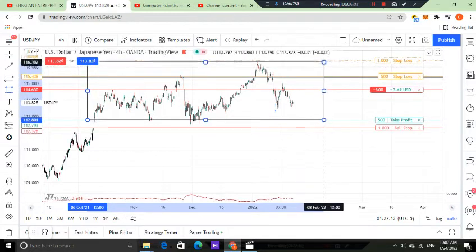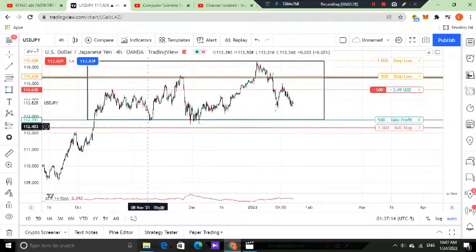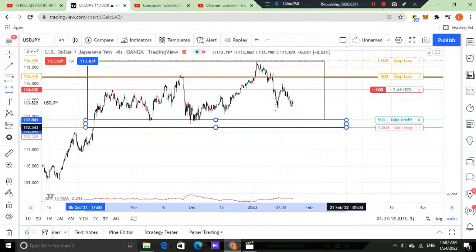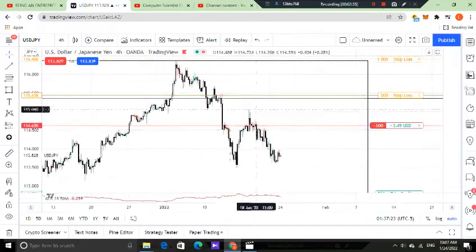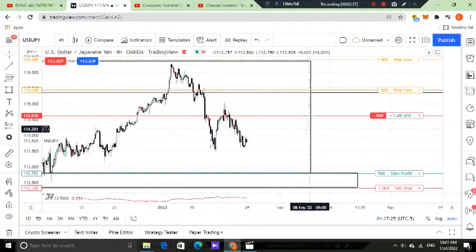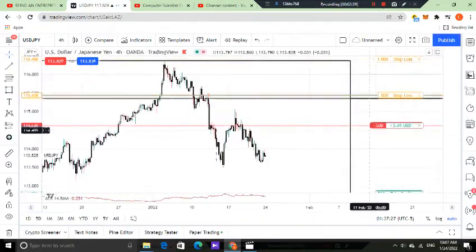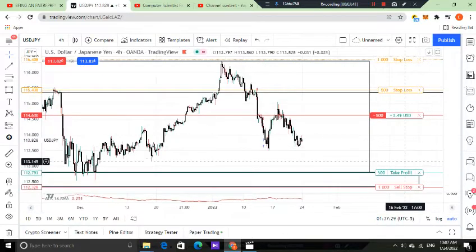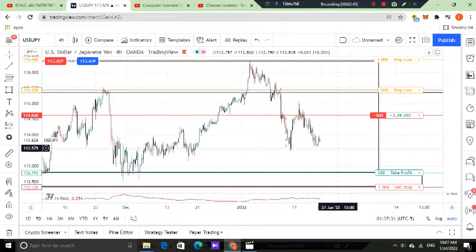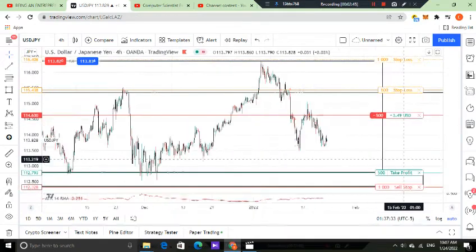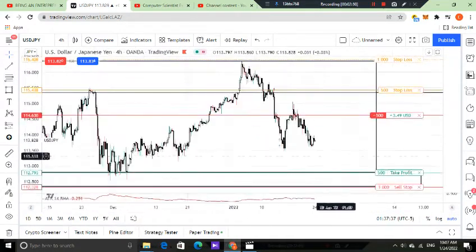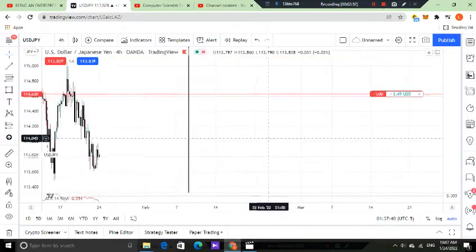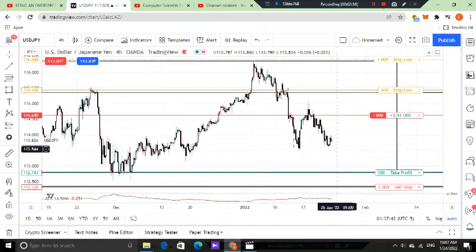Okay. So we have this support level here, and your trend is bearish. You have a bearish trend. So what do you do? You know, it's probably going to touch the bottom. It's probable. So what you do is you take a position.